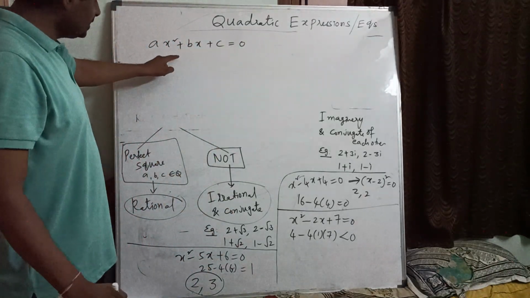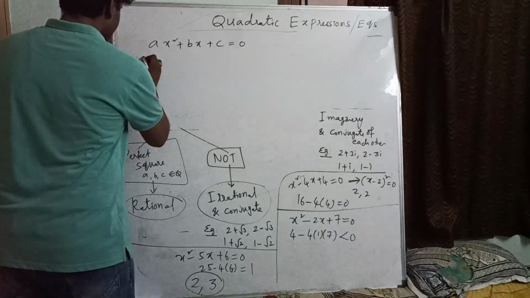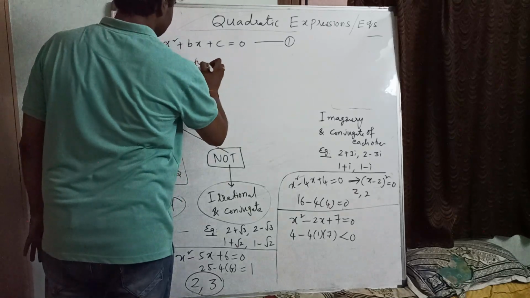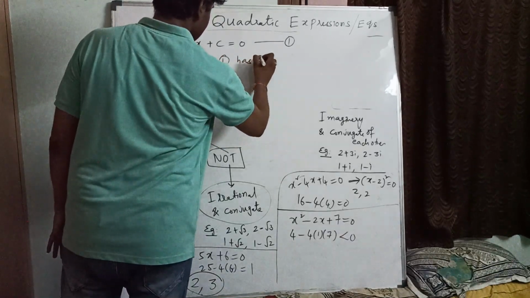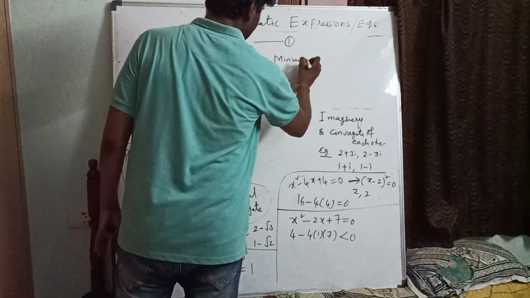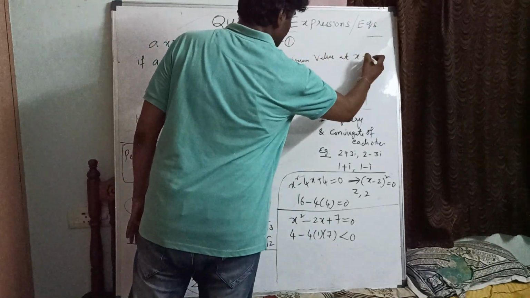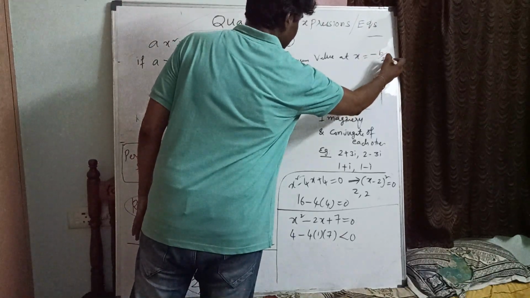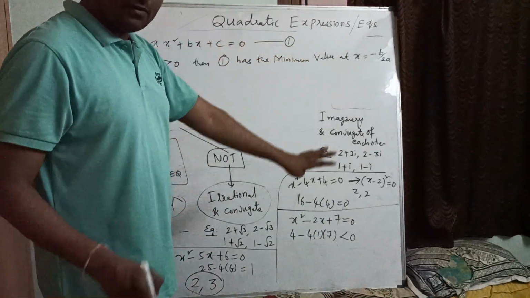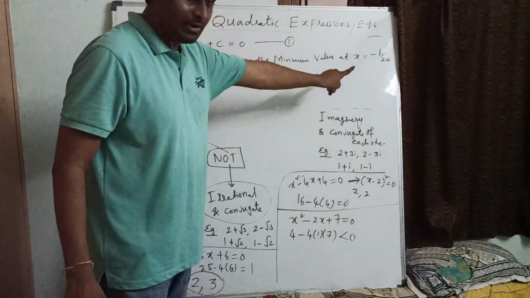It has a minimum value whenever a is greater than 0. If a is greater than 0, then it has the minimum value at x equals minus b by 2a. That we will discuss in the concepts of IIT. So for every quadratic equation, it has a minimum value or maximum value at x equal to minus b by 2a only.